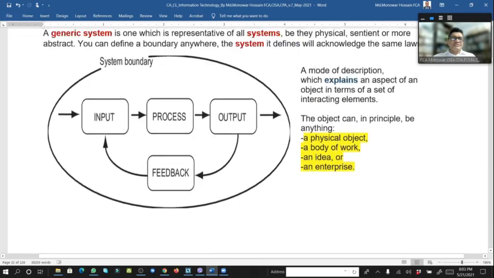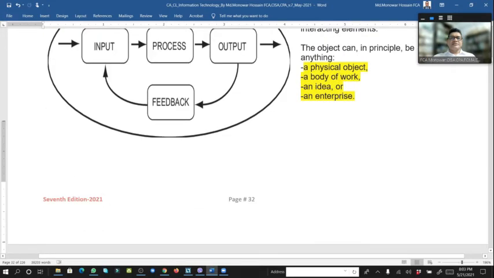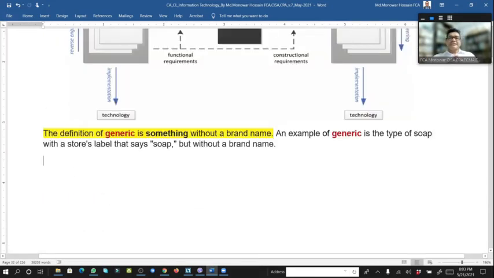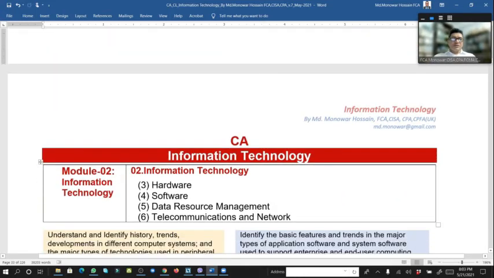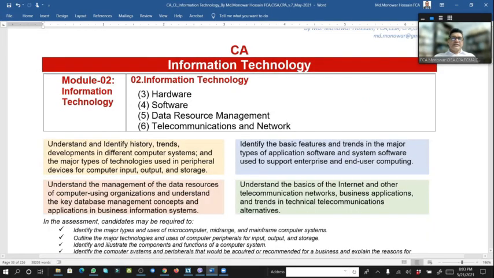If we see here, we can say that the definition of generic is something without a brand name. An example of generic is the type of soap with a store's label that says soap but without a brand name. So this is chapter 1 we have completed, and next we will study information technology.